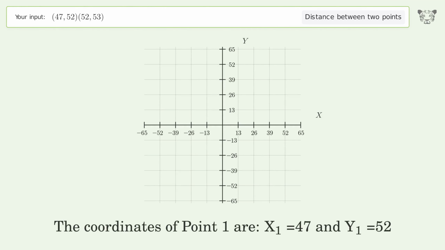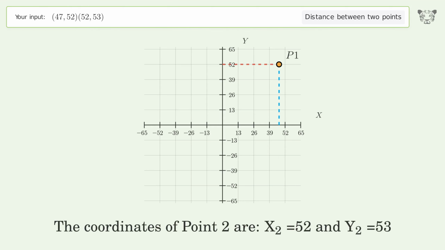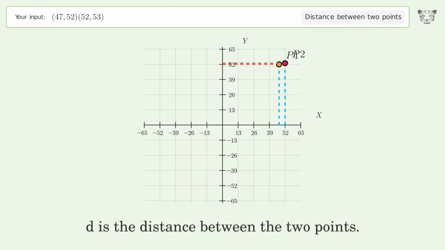The coordinates of point 1 are x1 equals 47 and y1 equals 52. The coordinates of point 2 are x2 equals 52 and y2 equals 53. D is the distance between the 2 points.